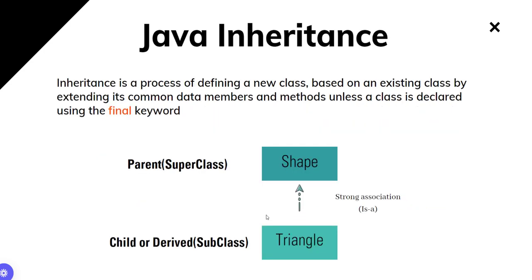Inheritance in Java is a process of defining a new class based on an existing class by extending its common data members and methods unless a class is declared using the final keyword. And this is one of the relationship types or association types in Java. It is a strong association. So every inheritance is a form of association and it represents an is-a relationship. And in our example, we see that triangle is a type of shape.